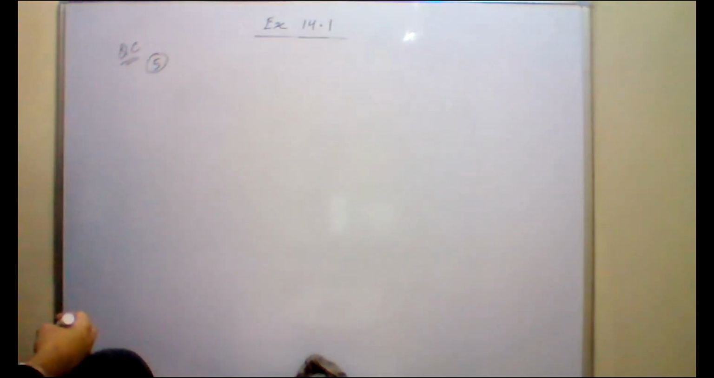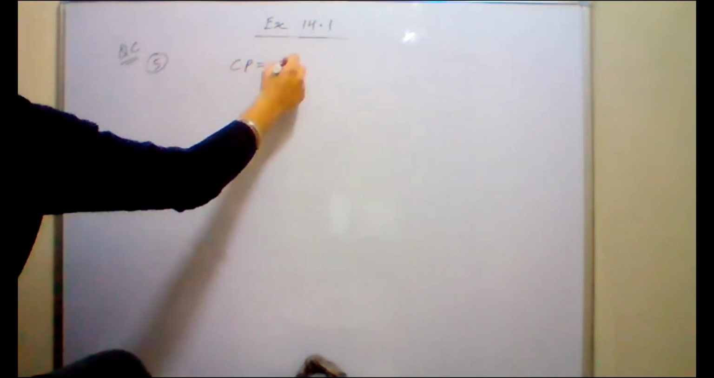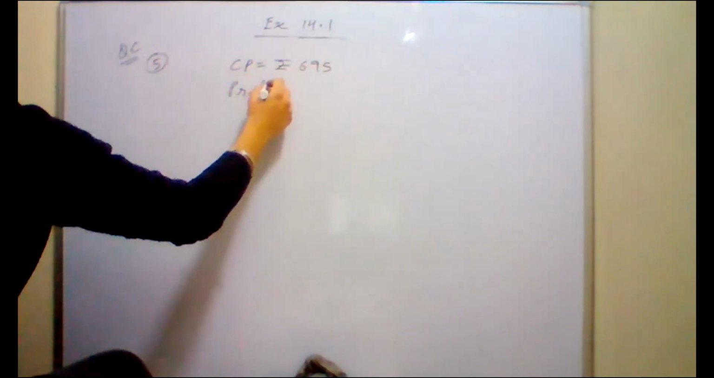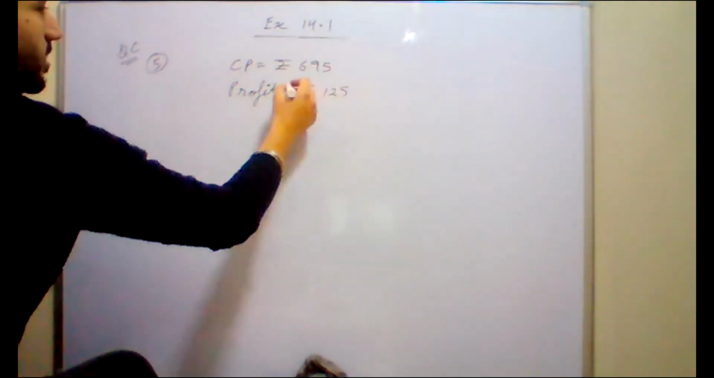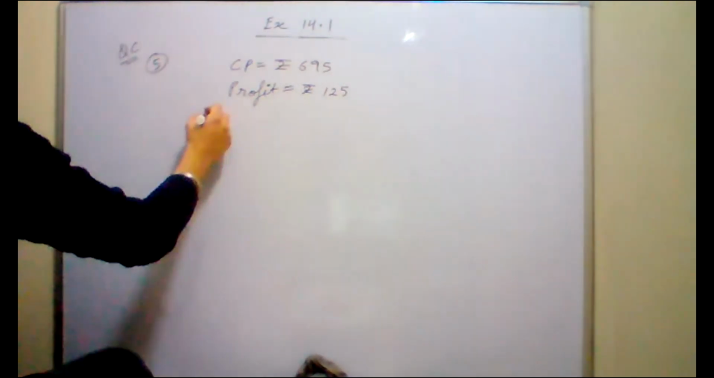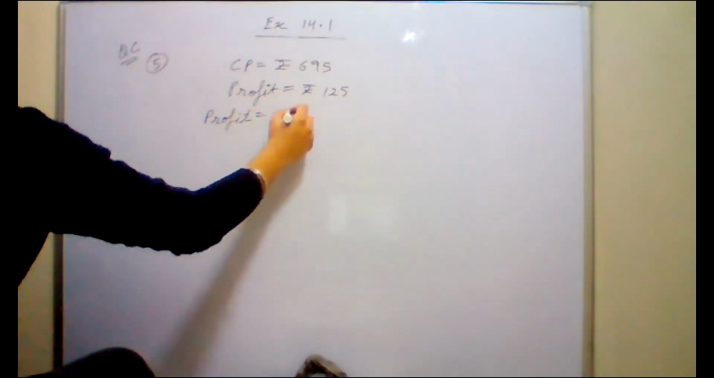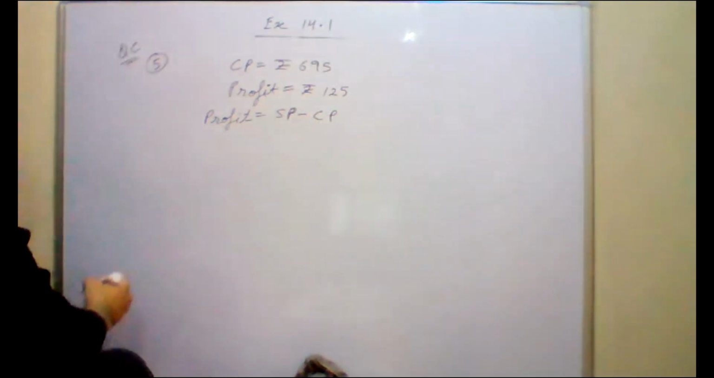Question 5. If you bought a cycle for rupees 695, cost price is given, rupees 695. Profit is given, rupees 125. You have to find the selling price. So use the formula of profit. Profit is equal to SP minus CP.